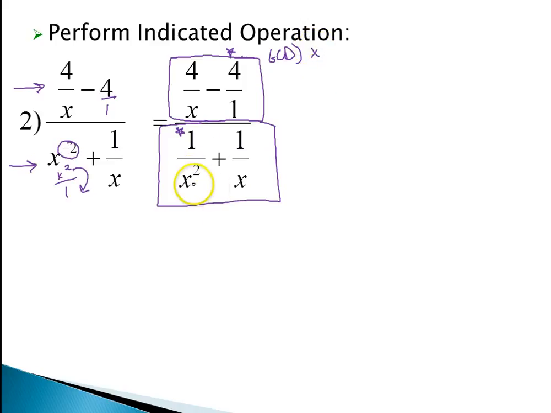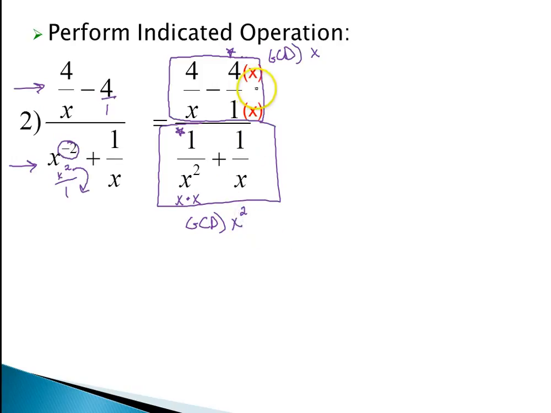On the bottom, I have x squared and x. Okay, so again, what does x squared mean? It means there's 2. So when I'm talking about greatest common denominator, I'm looking for the one that's the biggest because I got to turn everything into it. So I have 1 and I've got 2, so my greatest common denominator will be x squared.